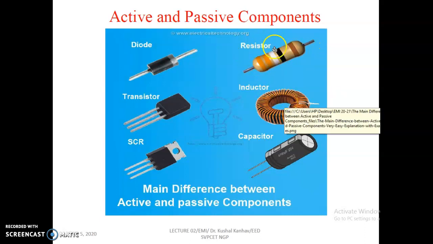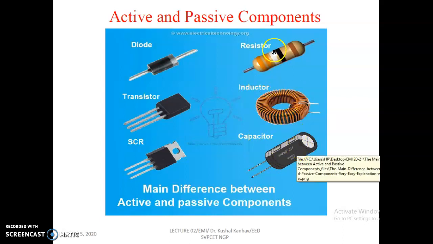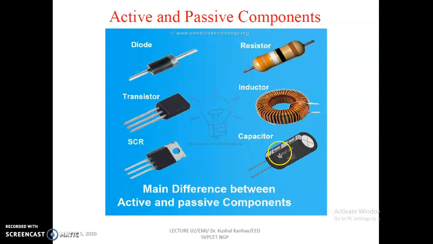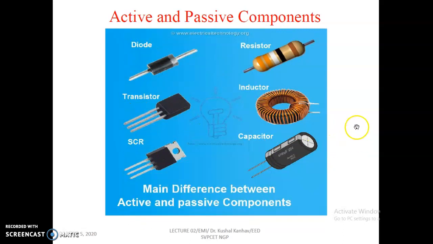We have already seen the passive component resistor in our last lecture. Today we are going to deal with the inductor, which is one of the passive components, and later on we will deal with the capacitor. Now if you look to the right hand side, they are all passive components, and to the left hand side they are called active components like diode, transistor and SCR. So let us see what is the main difference between active and passive components.